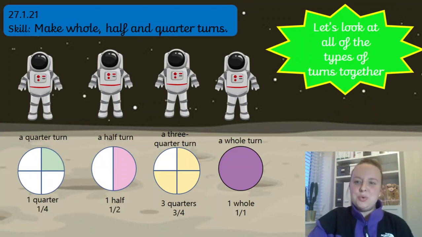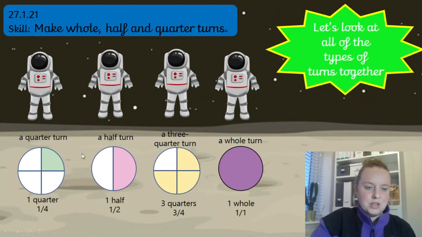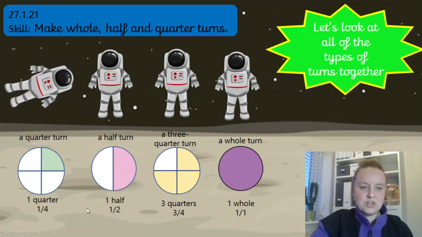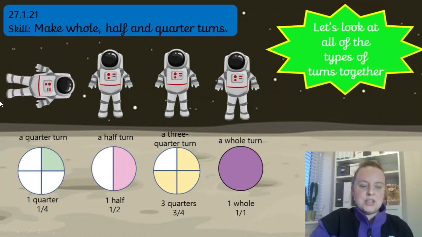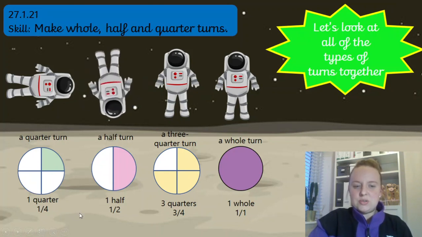Okay, let's look at all of the types of turns together now. So, the first astronaut, can you see he's done a quarter turn? Look at the circle underneath. You can see a quarter, 1 piece out of the 4 is shaded in. That means 1/4, and that can be written as 1/4. 1 piece is shaded in out of the 4 pieces. Yes? Okay, so our next astronaut, he's done a half turn.